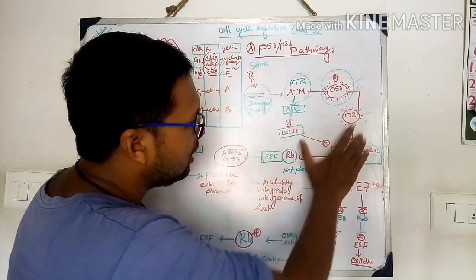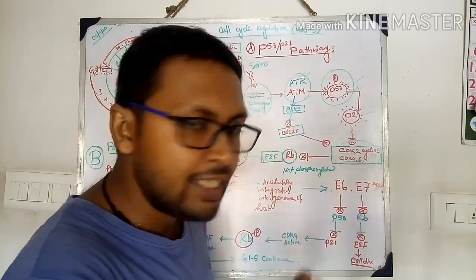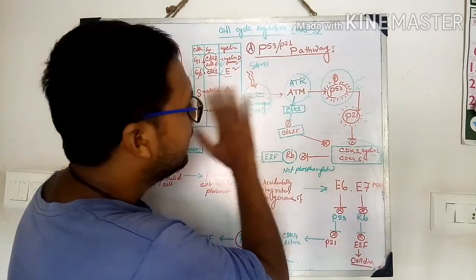Now, this is a common pathway. Now, if DNA damage has not occurred, that is, the DNA is normal, then what will happen?